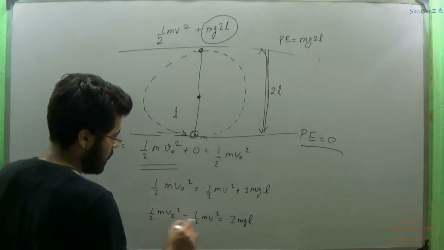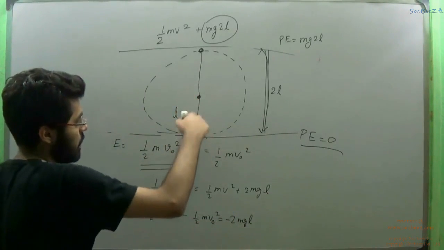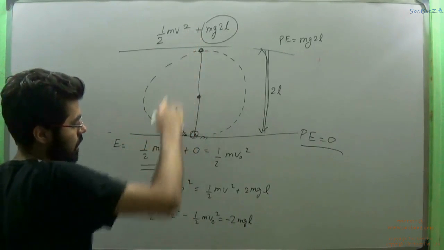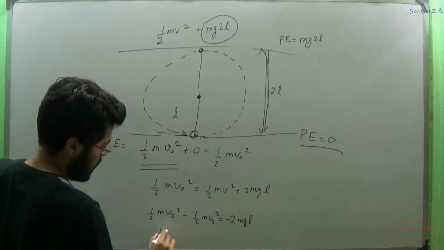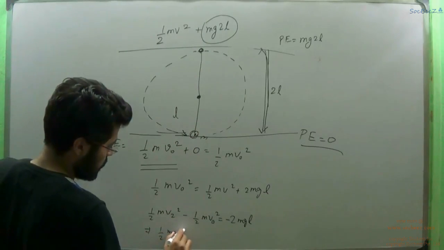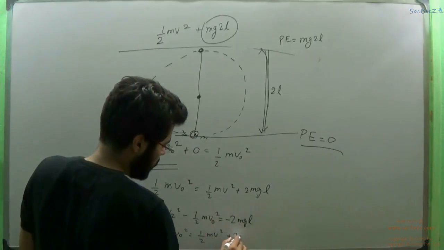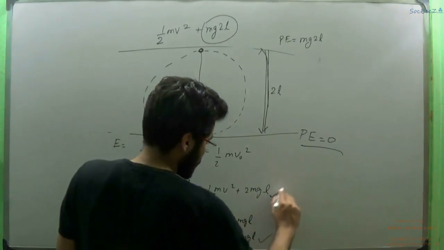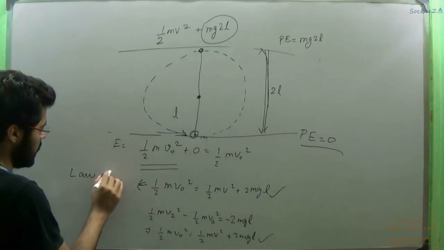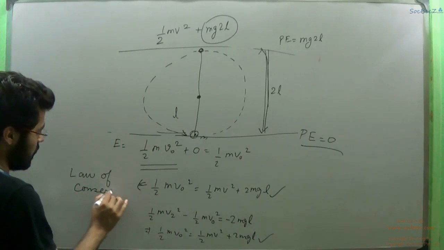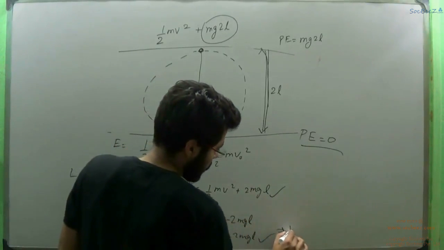Also, if you write it like this, what will be negative? Gravity acts this way, displacement is in the up direction, so it will be minus 2 mgl. If you just arrange it, we will get half m v naught square equals half m v square plus 2 mgl. So this and this are the same. This has been derived from the law of conservation of energy, and this statement has been derived from the work energy theorem.